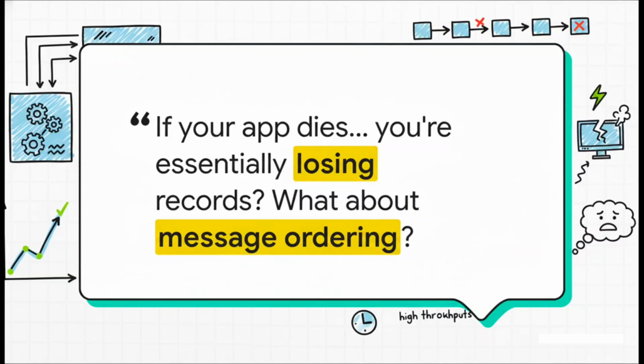What happens to acknowledgements if the app crashes mid-process? Are you going to lose data? And what about that strict message ordering that Kafka is famous for? These are absolutely critical trade-offs you have to think about before diving in.